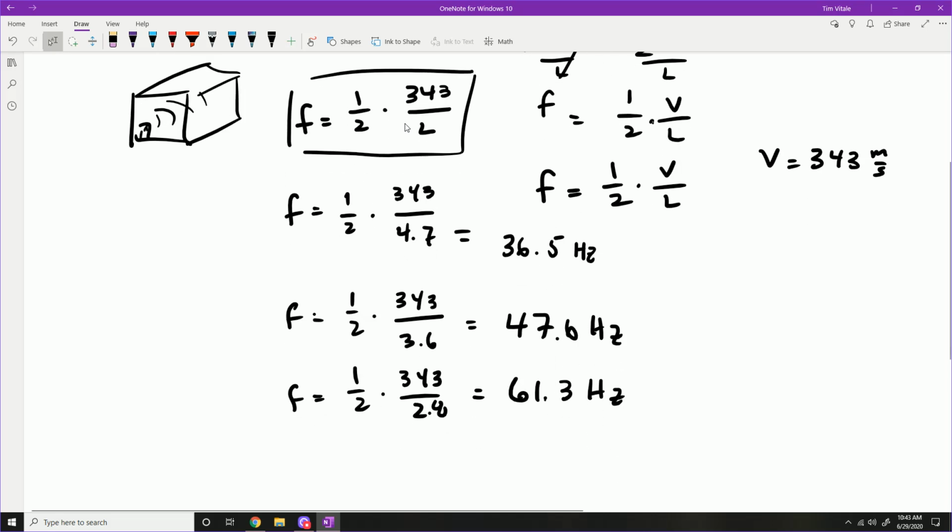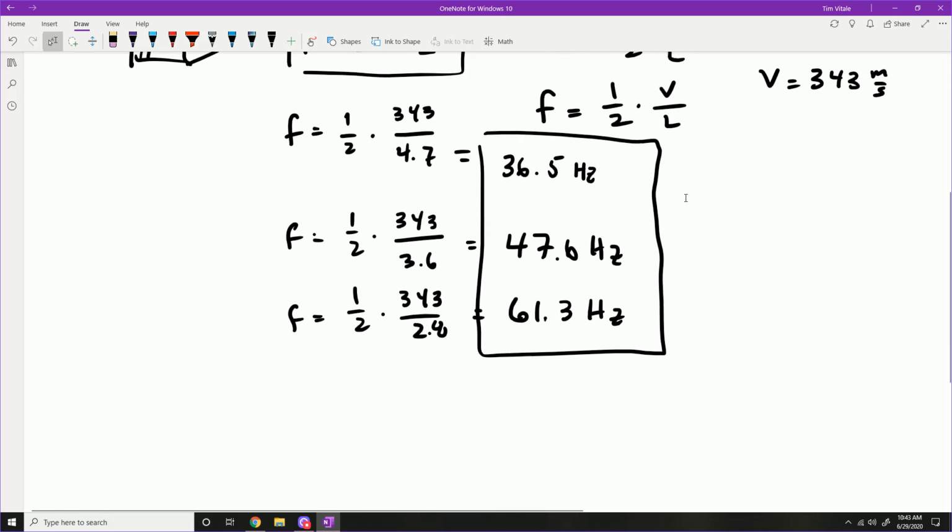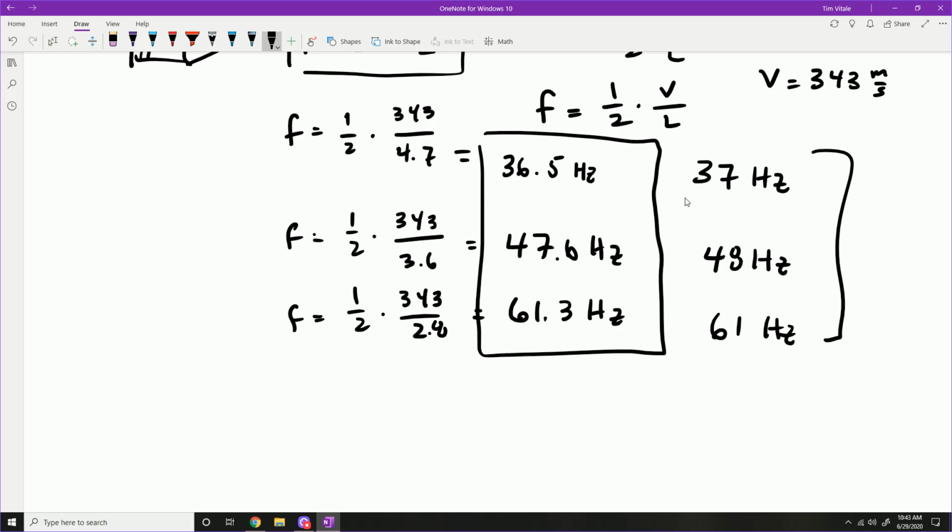So these are the three fundamental frequencies. If we're given 2 sig figs, we should put these in 2 sig figs. So this would round up to 37 hertz. This one would round up to 48 hertz, and this one would round down to 61 hertz. So these are your answers for the three fundamental frequencies for each dimension.